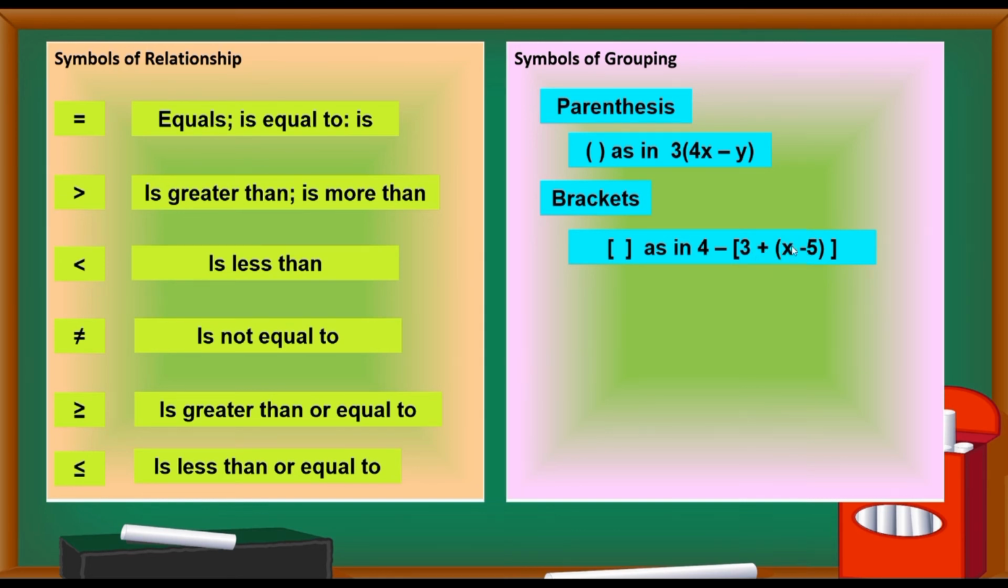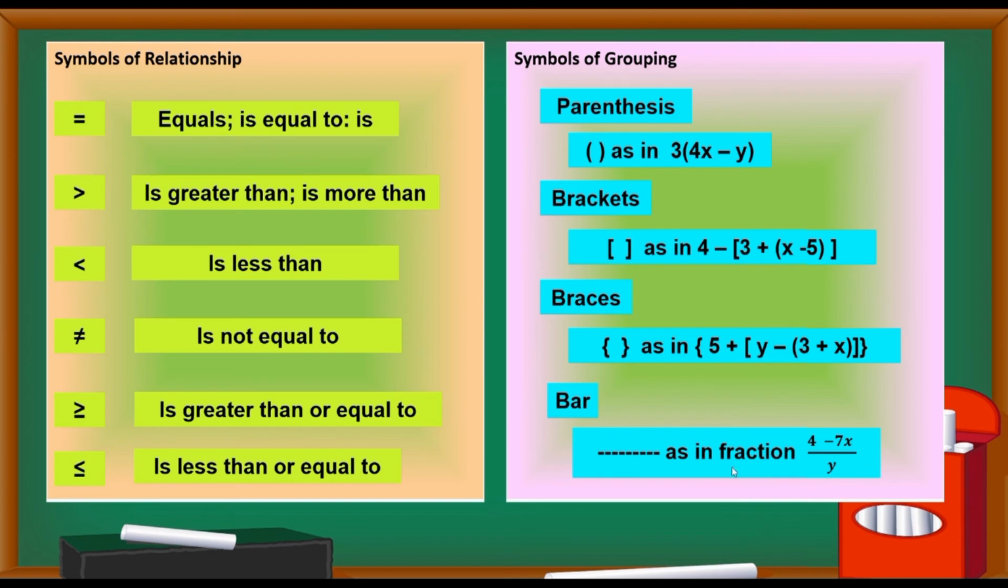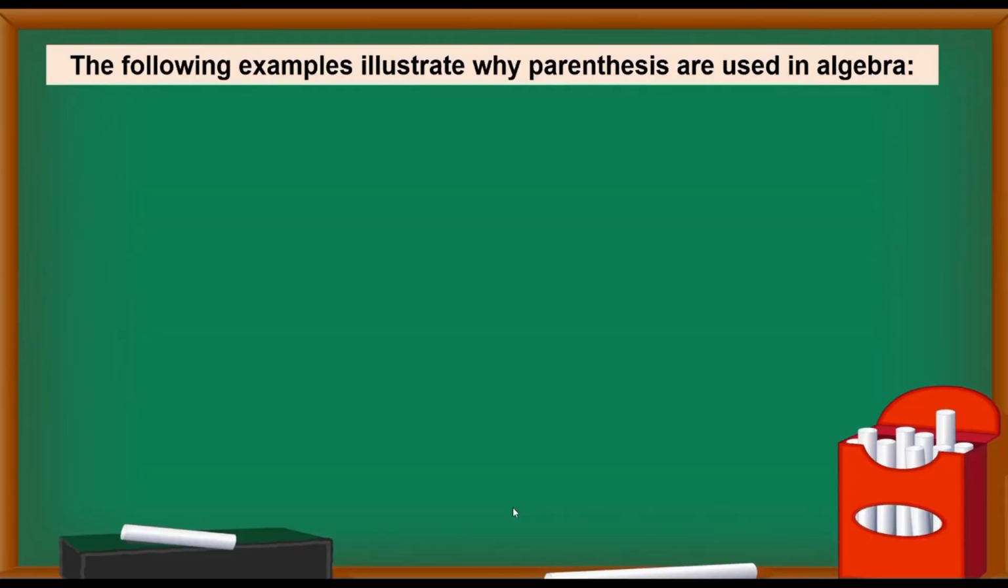Okay, so 3 plus the quantity x minus 5. Pwede rin po tayong gumamit ng braces. So, ang braces na symbol, ayan, kung tatlong grupo na po yung pinag-uusapan natin, gumagamit na tayo ng braces. And then, pwede rin po tayong gumamit ng bar. So, yung bar, as in a fraction bar, yung 4 minus 7x all over y. Yan po ang mga symbols of relationship and symbols of grouping.